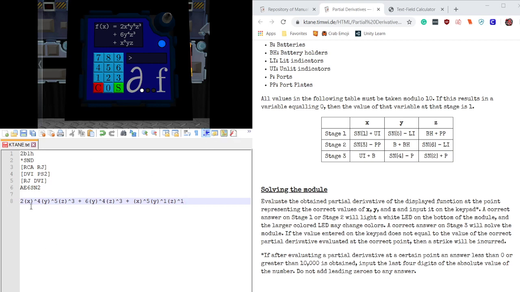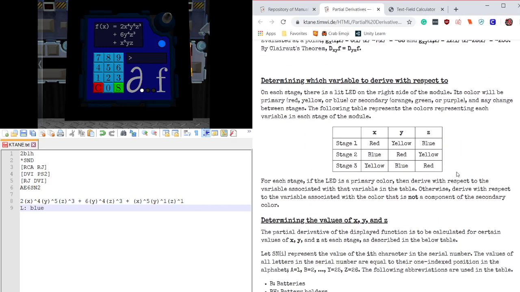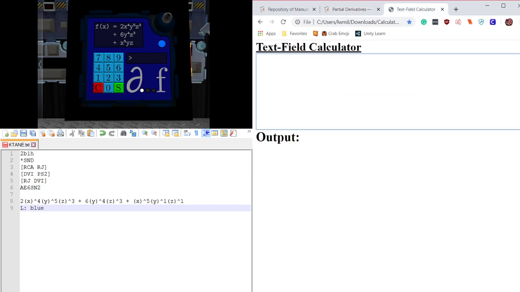Let me just double check this is correct, because I really have not done it like this before. It is, and the LED is blue. Alright, so what variable do we derive to? The LED is blue, it's stage 1, so we derive to z. Let's go ahead and derive to z.